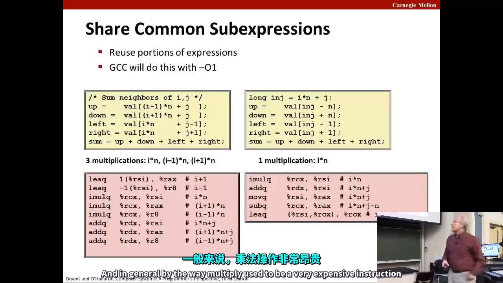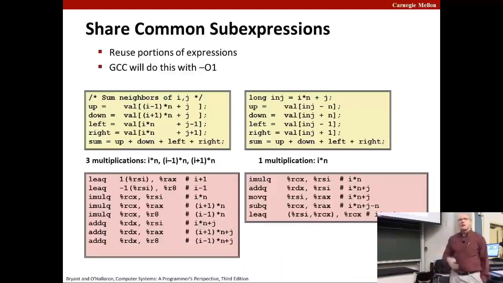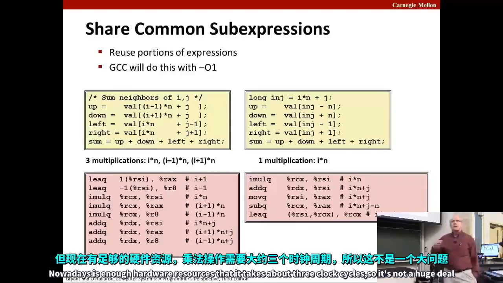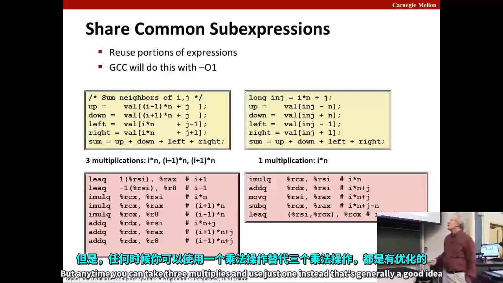In general, by the way, multiply used to be a very expensive instruction. Nowadays, there's enough hardware resources that it takes about 3 clock cycles, so it's not a huge deal. But anytime you can take 3 multiplies and use just one instead, that's generally a good idea.